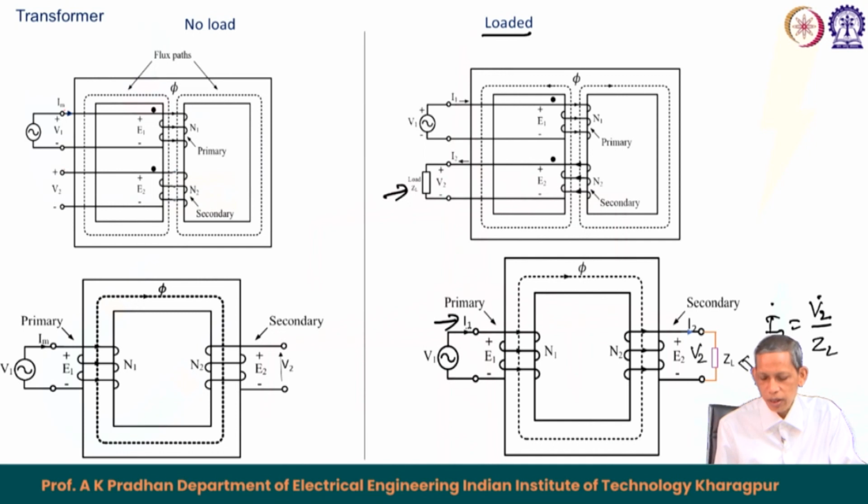Note that depending upon Z L, 1 ohm, 2 ohm, 1 plus j 1 ohm and so on, the corresponding I 2 results. I 2 lags or leads V 2 depending upon the impedance angle of Z L. The I 2 value becomes higher when Z L is smaller, and when Z L is higher, the corresponding I 2 value becomes smaller. So, this is about the two conditions of the transformer, a no load condition and a loaded condition.